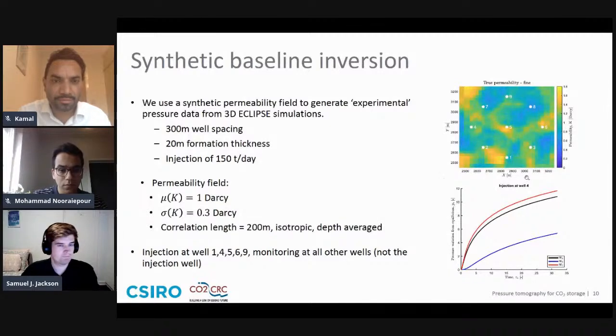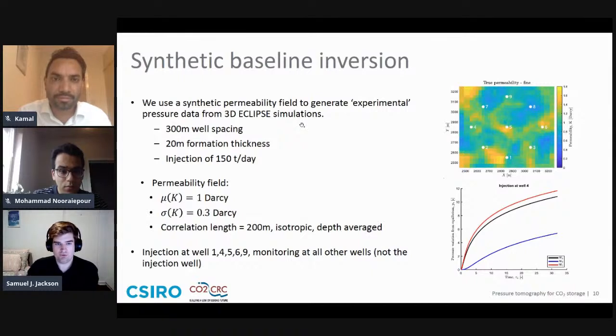So the first case, we're going to look at a synthetic baseline inversion. Now, as with all inversion methods, really, you need to show that they actually work. And this synthetic case tries to do that. So we have a synthetic permeability field, much like the one I showed before, where we've got a number of wells located. And we're going to generate pressure data using an Eclipse simulation.